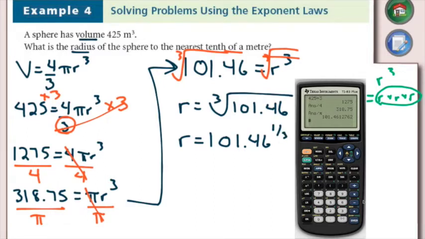we can go back to the calculator, put it in that way, and get that the radius of this balloon, or this sphere, would be 4.66 meters.